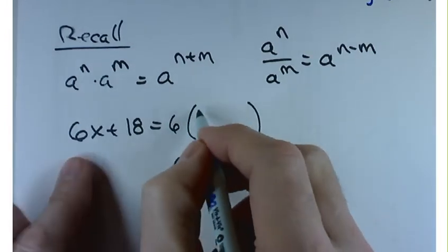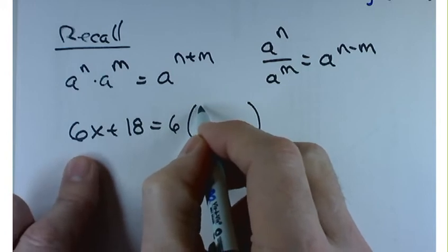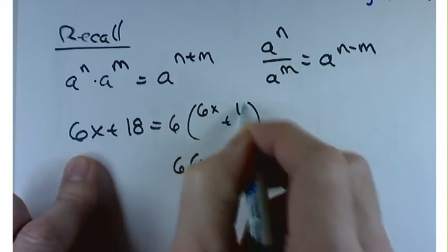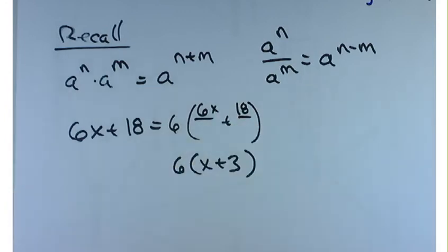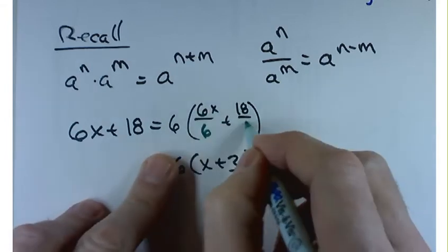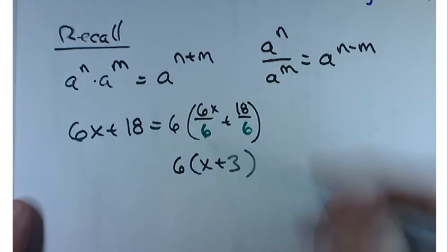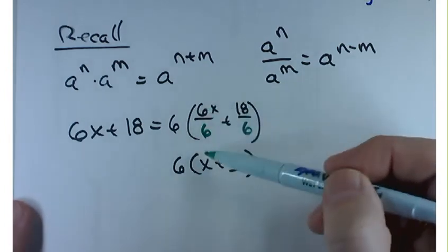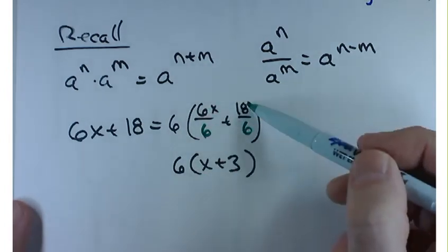And that is, when you factor something out like a 6, what you're really doing is dividing both of those terms by the term that you factor out. So dividing this by a 6 and this by a 6. So what happens? The 6's cancel, leaves me with an x. 6 goes into 18 3 times.